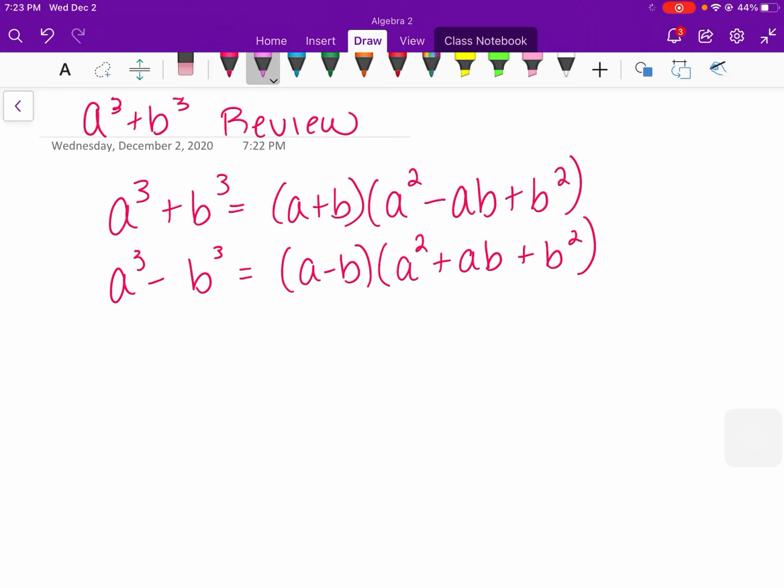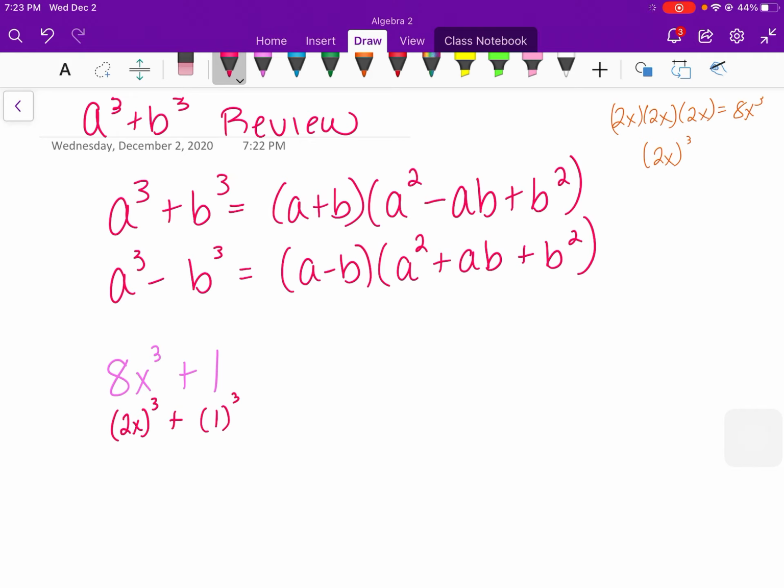So let's just start with a common one, like 8x cubed plus 1. This is a sum of cubes because 8x cubed is the same thing as 2x cubed. If you took 2x times 2x times 2x, you would get 8x cubed. So 2x to the third power equals 8x cubed, and you can rewrite it that way.